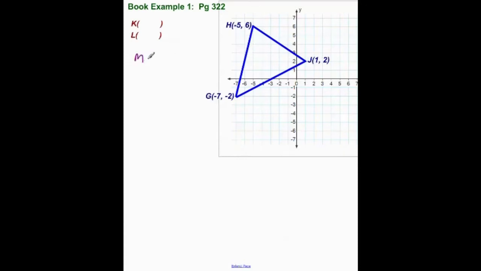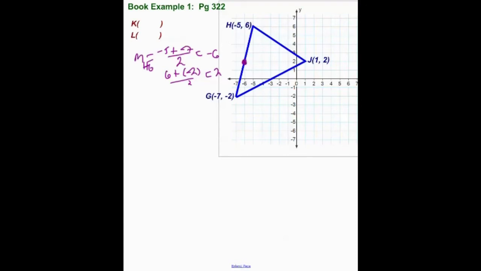So the midpoint is nothing more. Let's do the midpoint of HG. We add the two x's together: -5 plus -7 all over 2. We're taking the average. That's -12 over 2, which is equal to -6. We do the same thing for the y's: 6 plus -2 all over 2 is 4 over 2, which is equal to 2. So our midpoint is -6, 2.